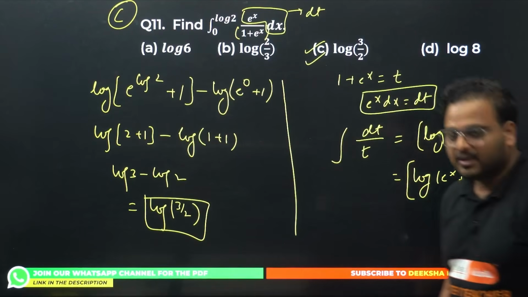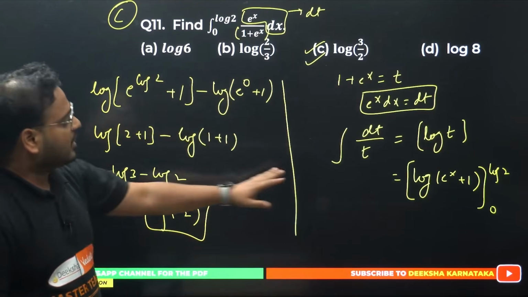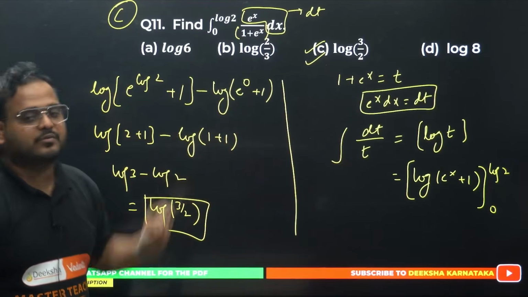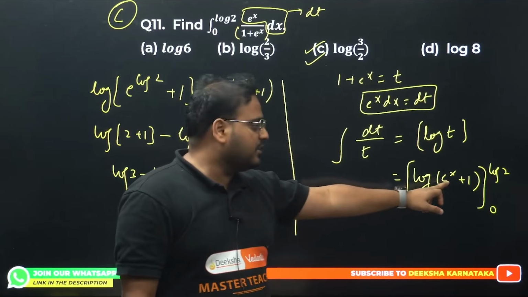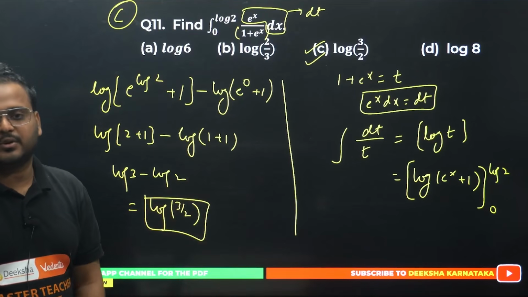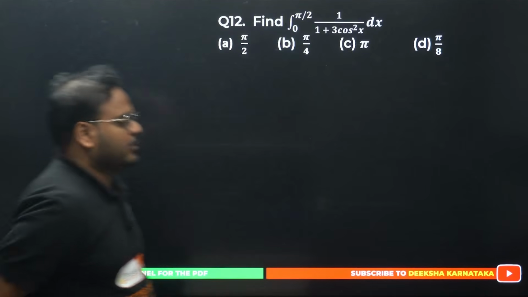So what I've done, I've solved the entire integration simply by the substitution method without changing any of the limits. Finally get back the final answer in terms of the original variable, which is x in this case, and use the same limits that you had in the given question. 11th one is over. Question number 12 now.